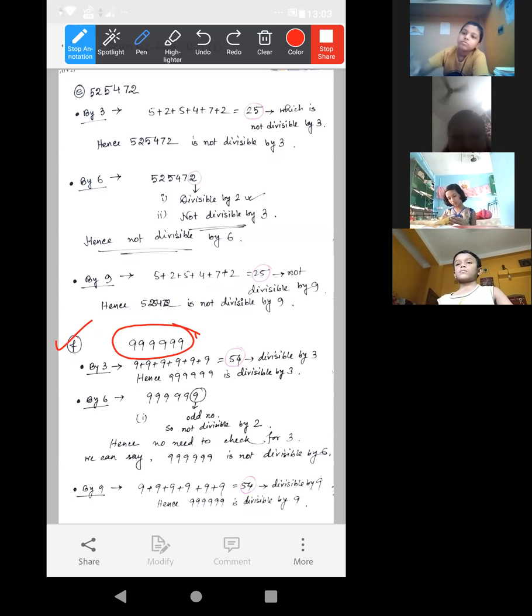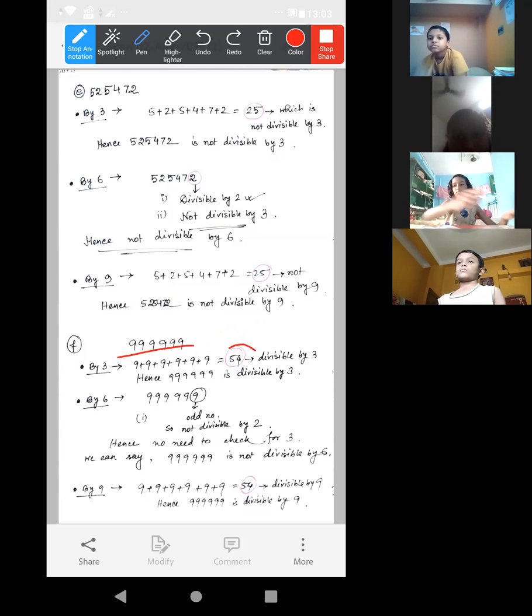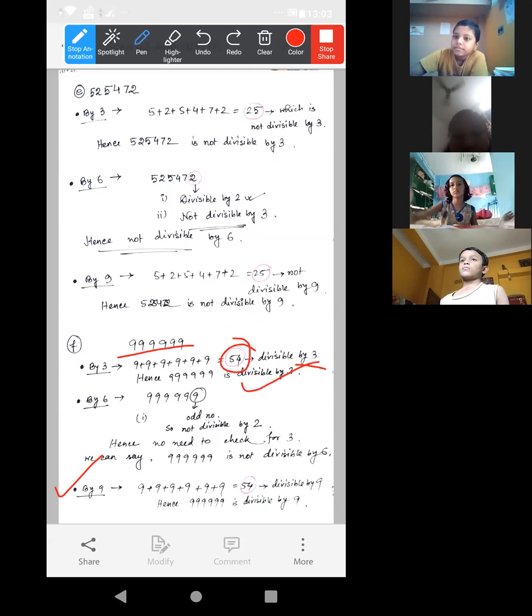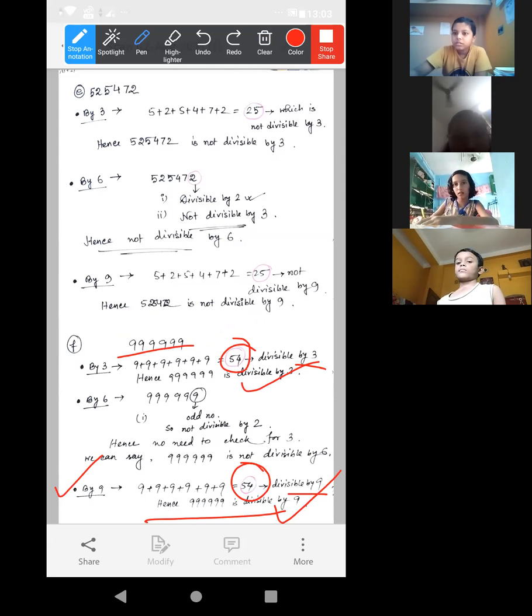Even by seeing the number, you can easily say this one is divisible by 9 as well as 3. Without any calculation. Yes, ma'am. But you have to calculate it, because for descriptive type of question, you have to show the explanation. Now look. Just add them. The addition is 54, which is divisible by 3, hence the number is divisible by 3. And for 9 also, the addition 54 is divisible by 9, hence the original number is divisible by 9.